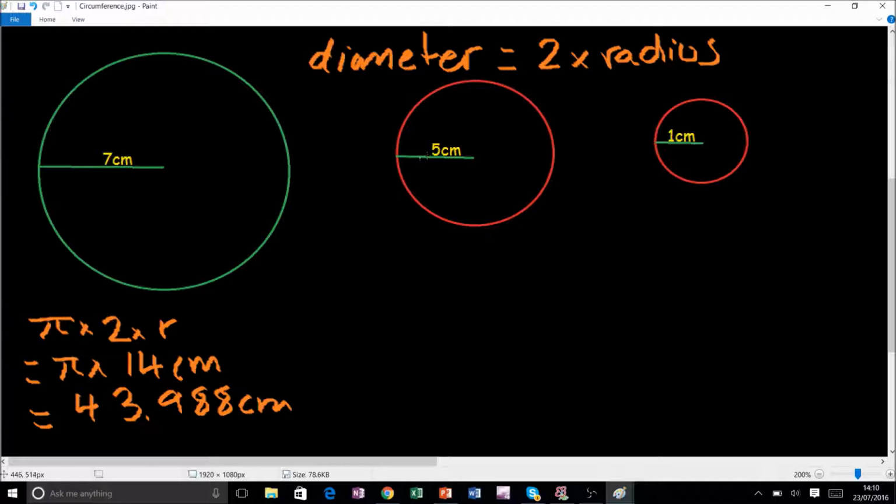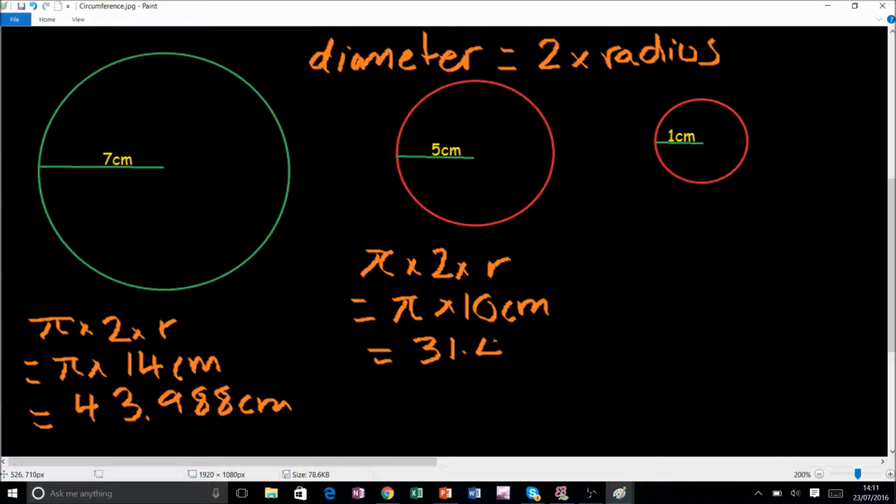Now let's look at this one again. We've been given a radius of 5 centimeters. So again, we're going to do pi times 2 times r, where r is the radius. So we basically got pi times 10 centimeters, and our answer is 31.42 centimeters, okay?